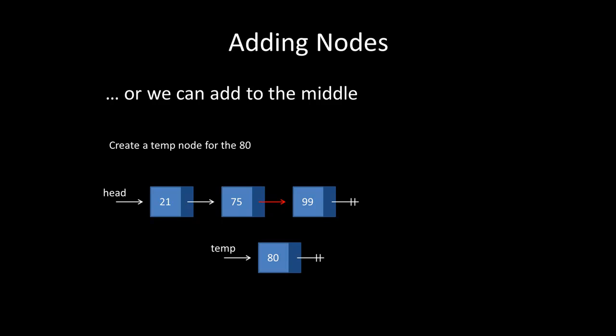So really similar to what we did before, we're going to create a temporary node for the 80, and then we're going to adjust the pointers. In this case we're going to have temp's next pointer point to the same thing that 75's next pointer is pointing to, which is the 99. And then we'll have 75's next pointer point to the same thing that temp is pointing to. So in doing so, you can see that we could follow this list and it maintains the order.